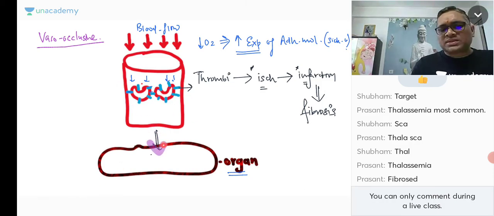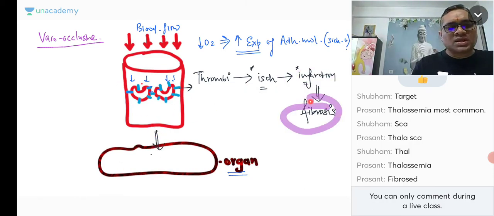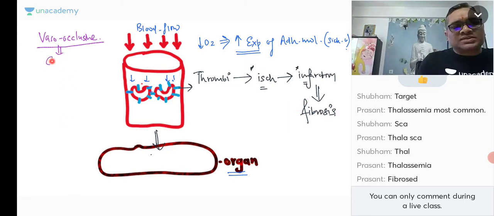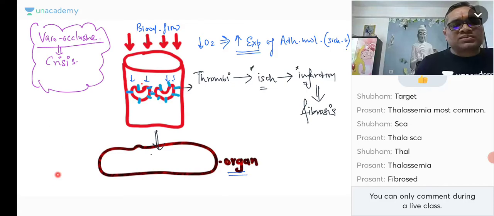This organ is getting compromised. What is happening? Ischemia, infarction, and fibrosis. So the organ is having a vaso-occlusive crisis. This process is called vaso-occlusive crisis. And remember, vaso-occlusive crisis is the most common clinical finding in sickle cell anemia. Right? Clear? So now you understood this concept.